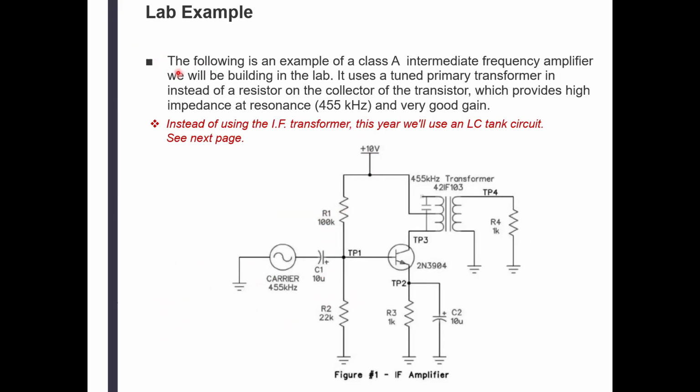Now, lab example. The following is an example of a class A intermediate frequency amplifier, IF. Intermediate frequency is a modulated frequency in, let's say, a radio receiver, where all the amplification systems, the transistors and all that, are set to that carrier. And that carrier is set for the whole circuitry of the system.